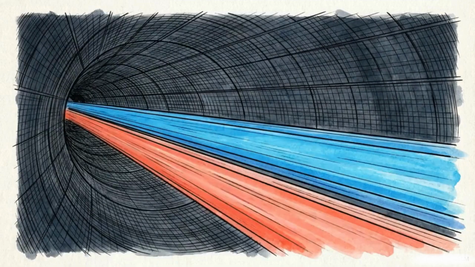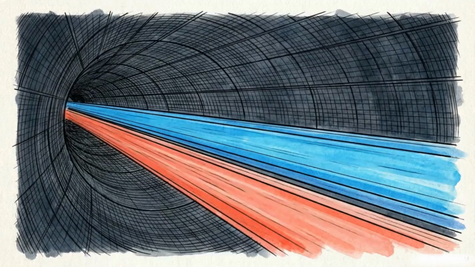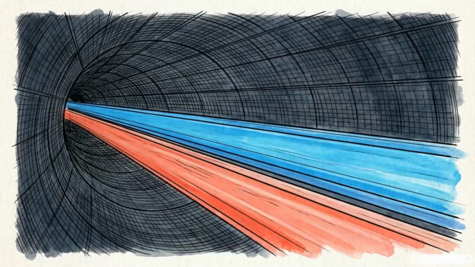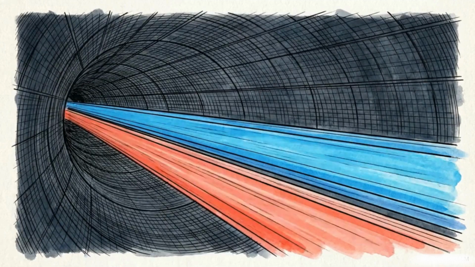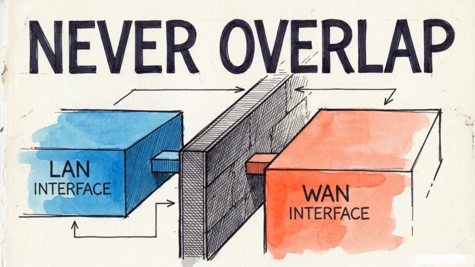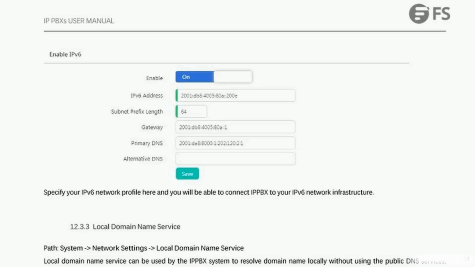Once the physical ports are connected, we establish logical separation by assigning strict IP addressing rules across those interfaces. The absolute rule of PBX routing is that the LAN interface and the WAN interface must never operate on the same network segment. This is the IPv6 configuration interface for the PBX. Modern systems rely on these settings to define strict network boundaries.